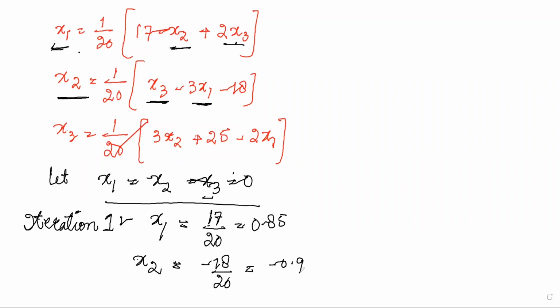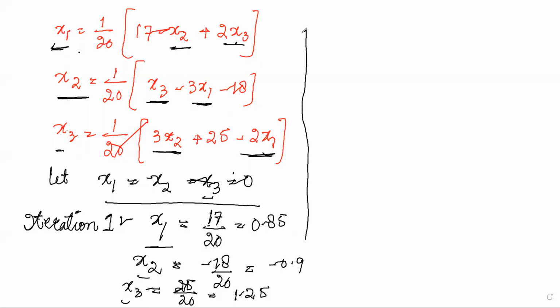And obtain the value of x3 from the third equation. From the third equation, substitute x1 equal to 0 and x2 equal to 0. So x3 will be equal to 25 by 20, and that comes out equal to 1.25. Okay, so this is the value of x3. So in iteration 1, we obtained the value of x1, x2, and x3.